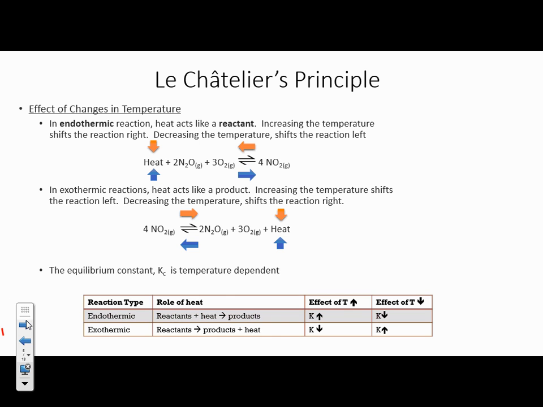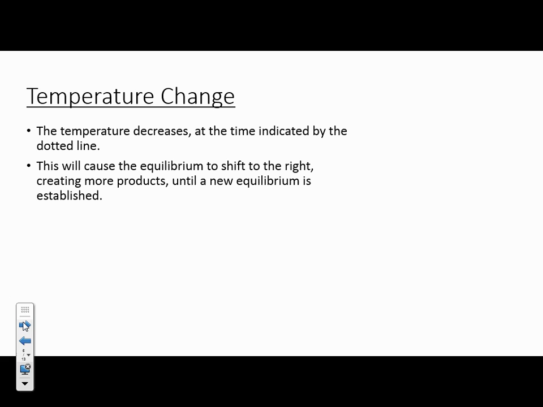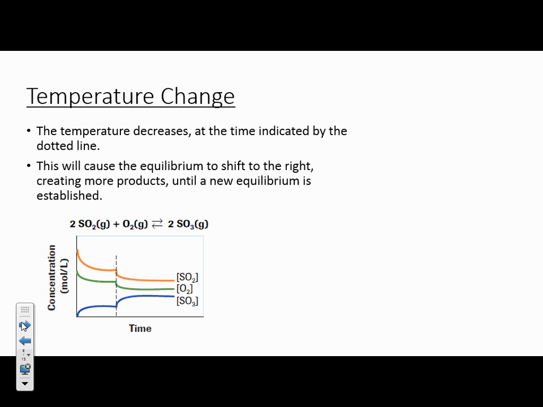Now, one of the questions they do ask on the diploma is how it will affect the equilibrium constant. And basically, if you affect a change on the equilibrium and it goes more in the forward direction, the K will increase, and if the change makes the reaction favor the reverse direction, the K will decrease.